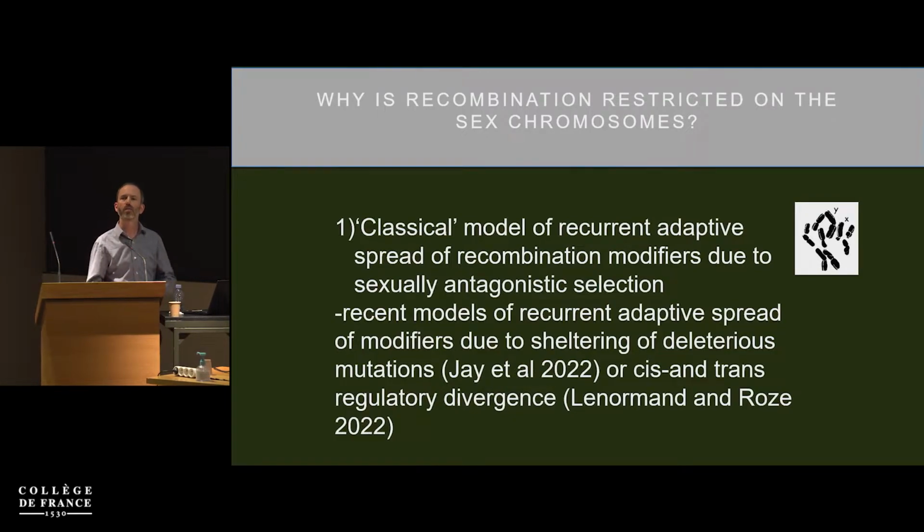We've heard about some recent models, and we will hear about another one from Paul upcoming as well, that also have the idea that there's the recurrent adaptive spread of recombination modifiers, but due to various other alternative mechanisms, like the sheltering of deleterious mutations or regulatory divergence, as we heard from Thomas.